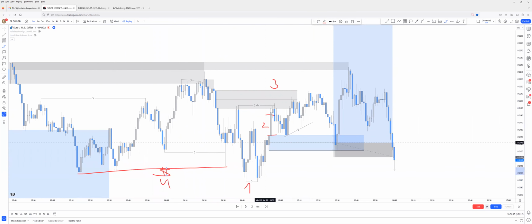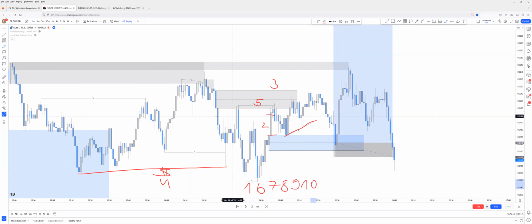Fifth criteria was the change of character to the upside. Here was the change of character. Sixth criteria was the V-shape rejection here because price was coming down and then immediately reversed with a V-shape. Seventh criteria was price wasn't coming from an unmitigated higher time frame opposite-sided zone because this was only a 1-minute area. At this point, there was no higher time frame zone. So that's the 7th criteria. 8th criteria was a strong pro-corrective pullback. 9th criteria was the combined liquidation here. And the 10th criteria was the liquidity to target.